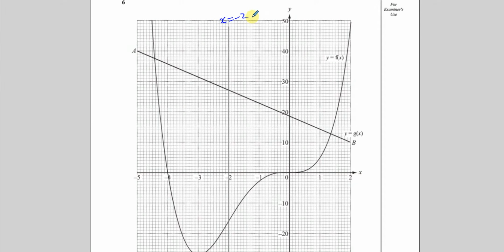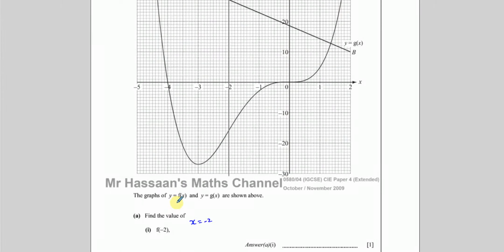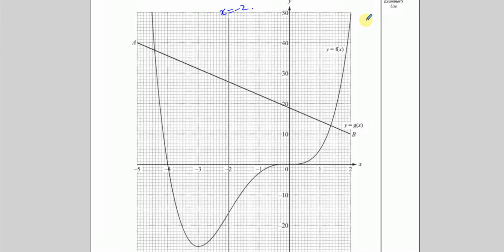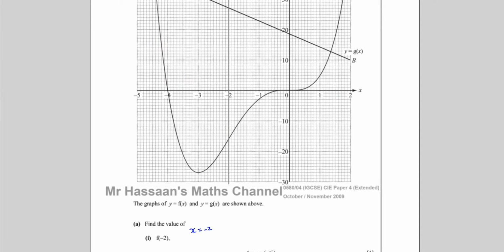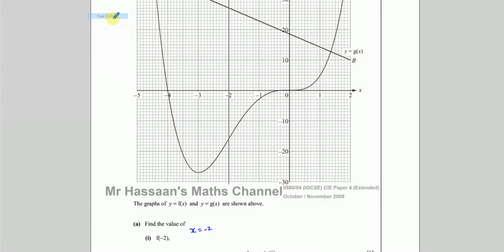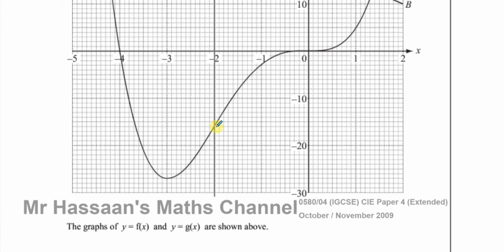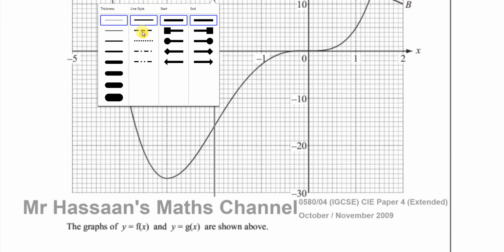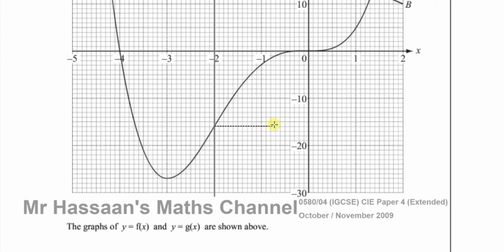So I'll label that here, x equals minus 2. And I want to see where it hits the function y equals f of x, which is the curved function, this one over here. So we can see it hits it exactly at this point down here. So what we want to do is show our working very clearly. I'm going to go to this point here, and I'm going to show a line. I'll make it quite a thin line, and I'll make it dashed, and it's going to go from this point here to the y-axis. So we can then read what that point is. That is the value of f(-2).